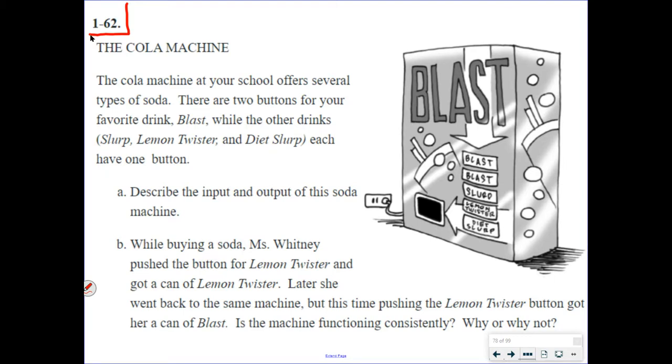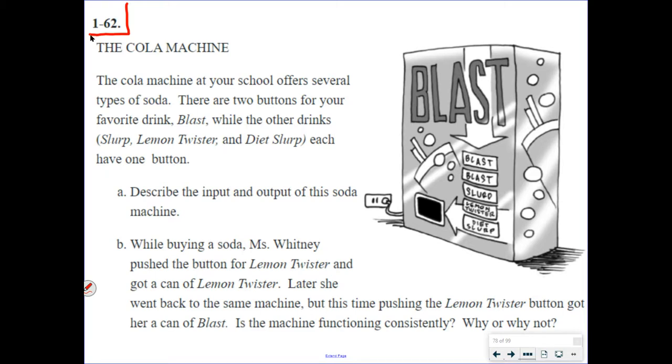The cola machine at your school, that was a while ago because we don't offer cola machines anymore, offers several types of soda. There are 2 buttons for your favorite drink, Blast, while the other drinks, Slurp, Lemon Twister, and Diet Slurp, each have 1 button. Describe the input and the output for this soda machine.